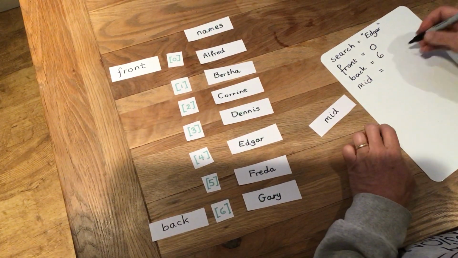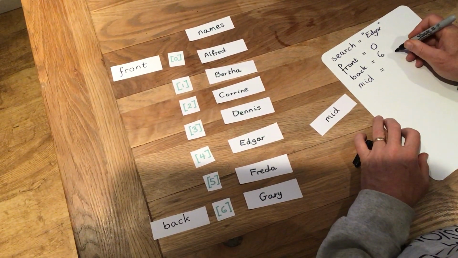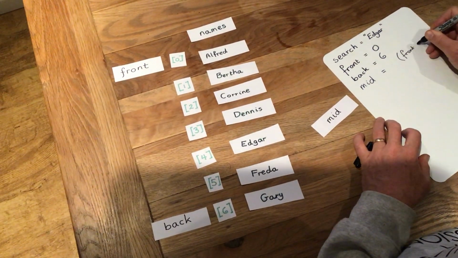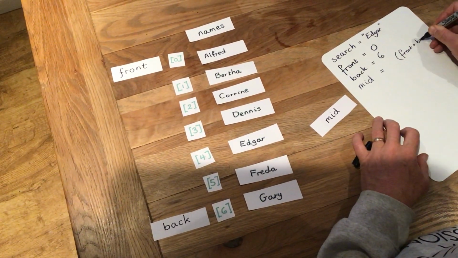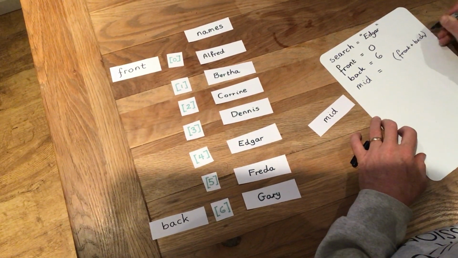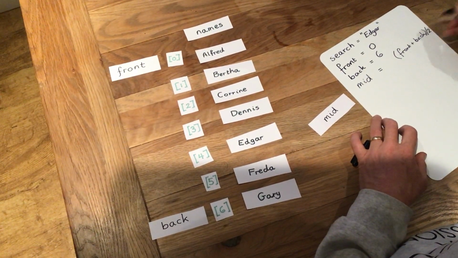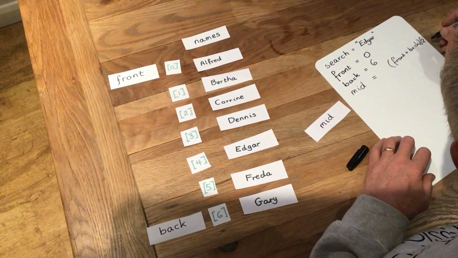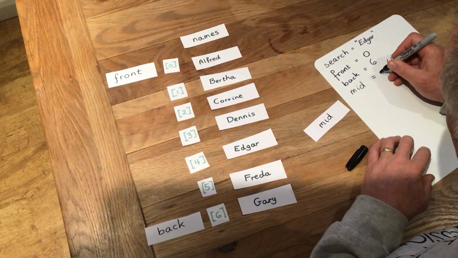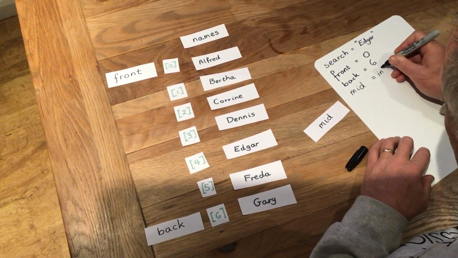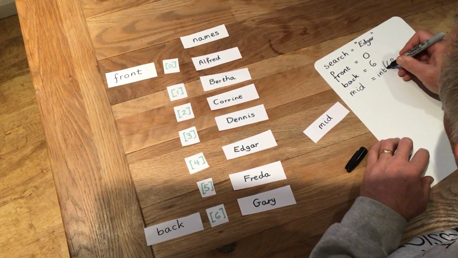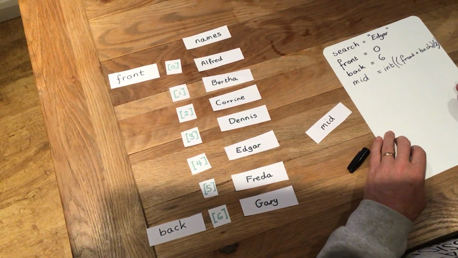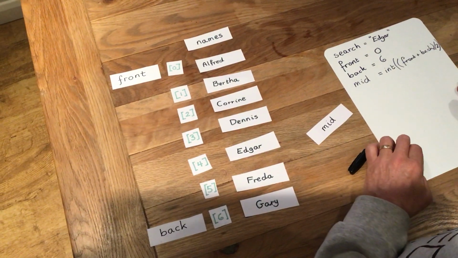So mid, think about your mid now. Mid is front plus back divided by 2. Now, you've got to be careful with Python because Python likes to turn this into a decimal number. So we're going to make it into an integer, a whole number, to make sure everything stays as integers.